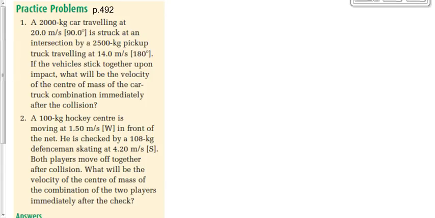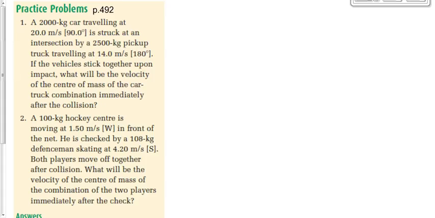We'll take a look at our homework from last night, page 492, questions 1 and 2. We're going to start off, question number 1. It says a 2,000 kilogram car traveling at 20 meters per second at 90 degrees. We saw yesterday that angle convention that they tend to use in this textbook. We don't need to worry about it too much because we're not going to see that on our diploma exam, but we've got to be able to do the questions that they put in the textbook.